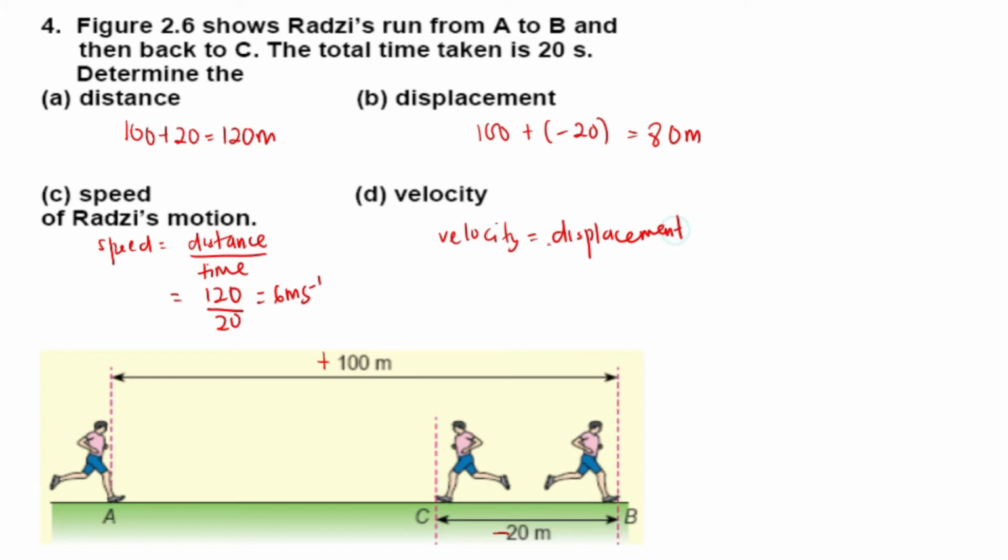Okay, displacement divided by time. Displacement is 80 and the time taken is 20, so we get 4 meter per second. Alright, so that's for question number 4.